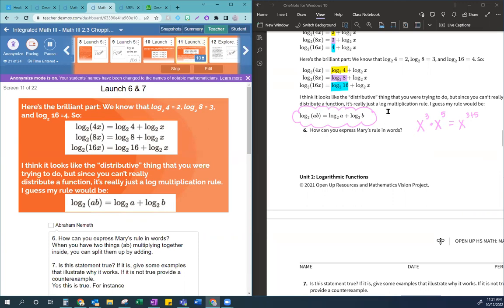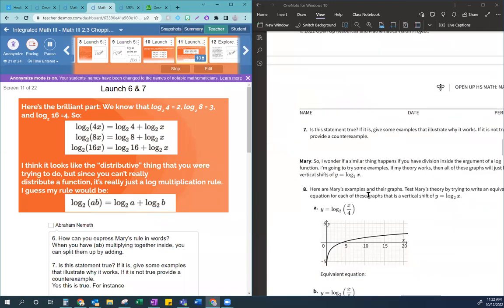This is not a new rule. Oh my gosh, Michelle, this is a new rule that I have to memorize. No, it's not. I just translated it from exponential land to log land. Does that make sense? So how would you say something like this? When there's multiplication in the argument, I can separate it by adding the logs into addition, something like that. Okay, so let's continue.